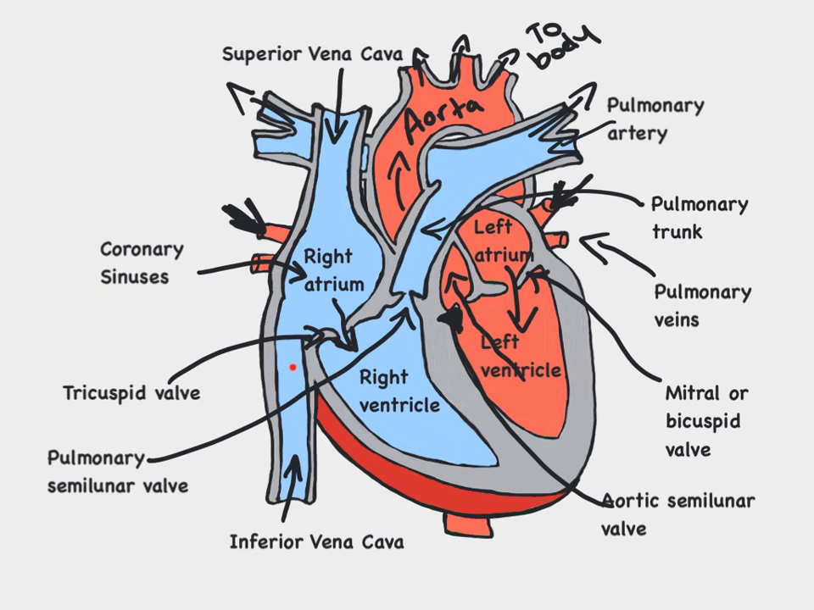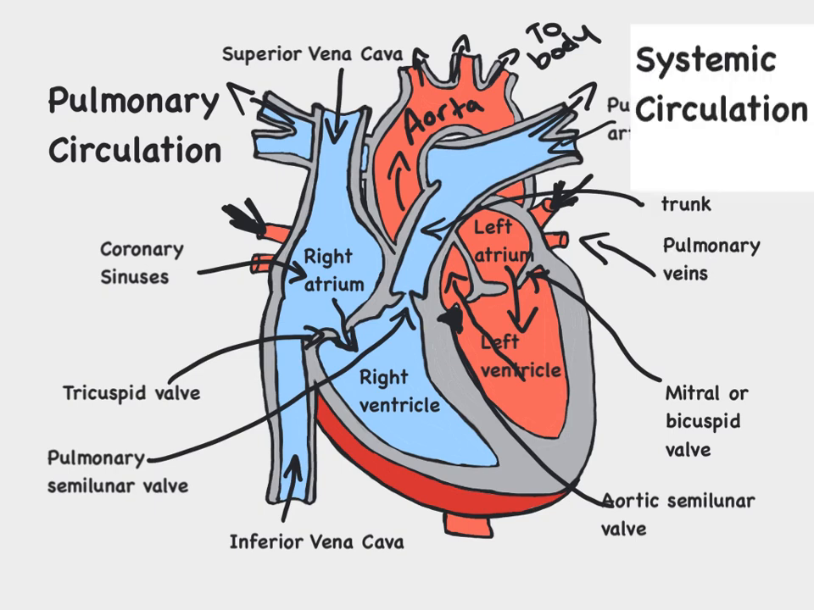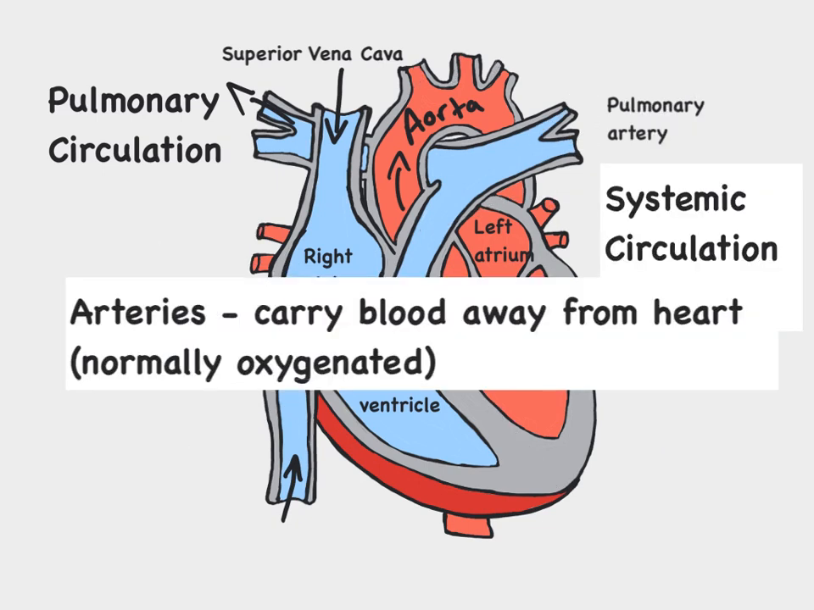Now, the right side of the heart pumps blood to the lungs, and you probably have referred to that as pulmonary circulation. So it's going to pump that blood to the lungs. That's pulmonary circulation, where the left side is going to pump blood to the rest of the body, and that is referred to as systemic circulation. Another thing that you've probably learned is that arteries carry blood away from the heart, and veins carry blood towards the heart. Now, arteries carry blood away from the heart that is normally oxygenated, while veins carry blood to the heart that is normally deoxygenated.